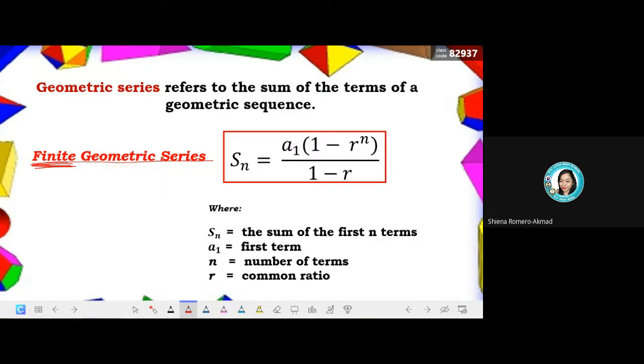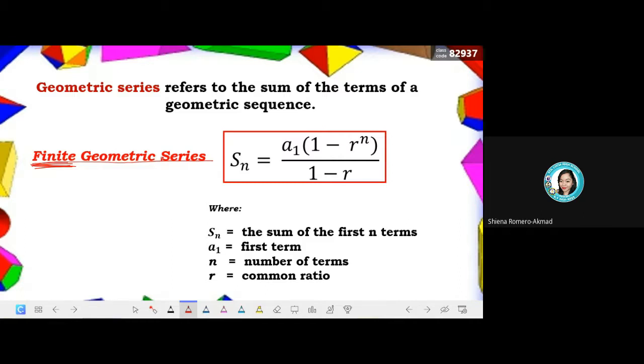is S sub n is equal to A sub 1 times 1 minus R raised to n, divided by 1 minus R. So, I want you to write that para mamaya, pag tinanong ko kayo, may masasagot kayo. Ulitin ko, we have S sub n is equal to the first term, A sub 1, times 1 minus R raised to n divided by 1 minus R. So, that is our formula for finite geometric series.